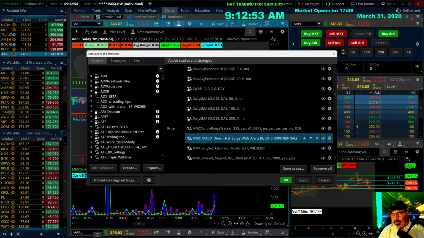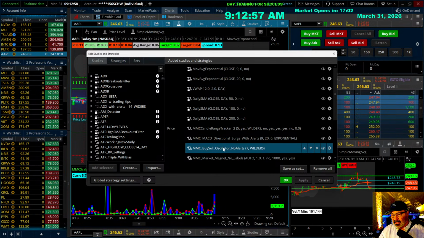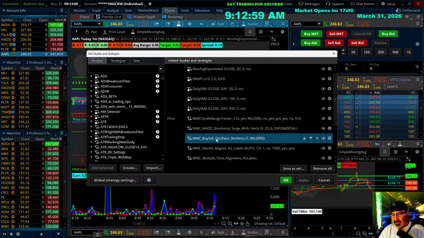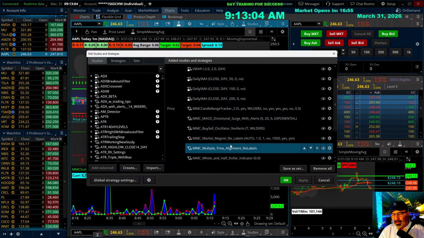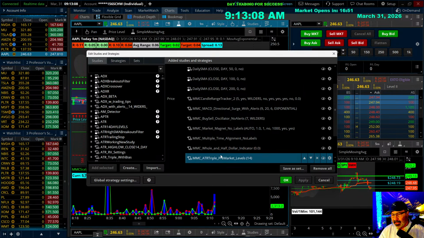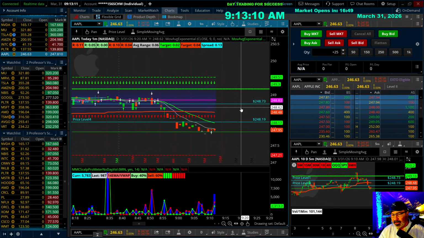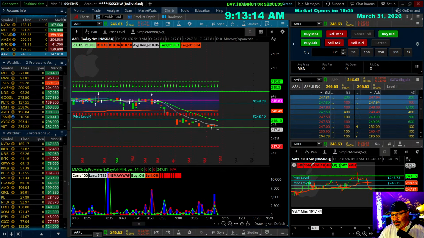And then we have MACD directionals that help us with arrows. The buy-sell oscillator is for the RSI, relative strength index. Market magnet will be for the volume profile. And then we have a multi-chart alignment, whole and half dollar, and the triple levels of the ATR. So those are all things that'll be on this one chart. Over here is also multi-chart alignment, 5 minute, 15 minute, 30 minute, 1 hour.